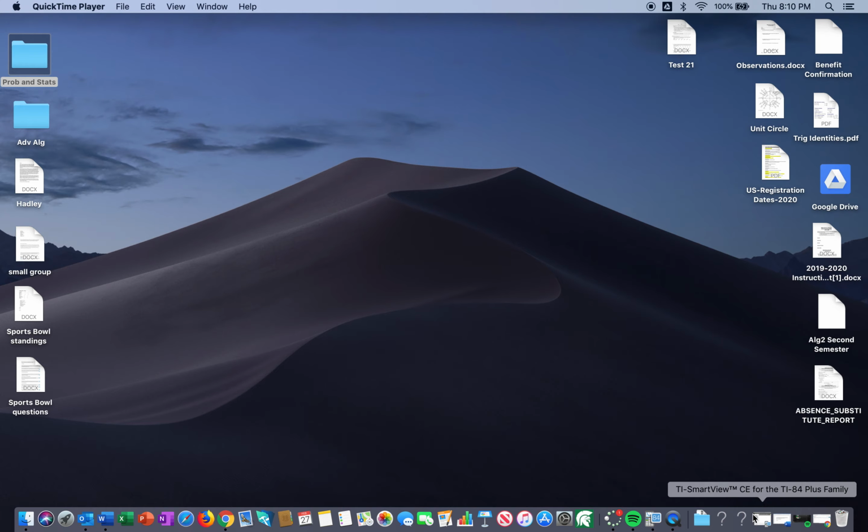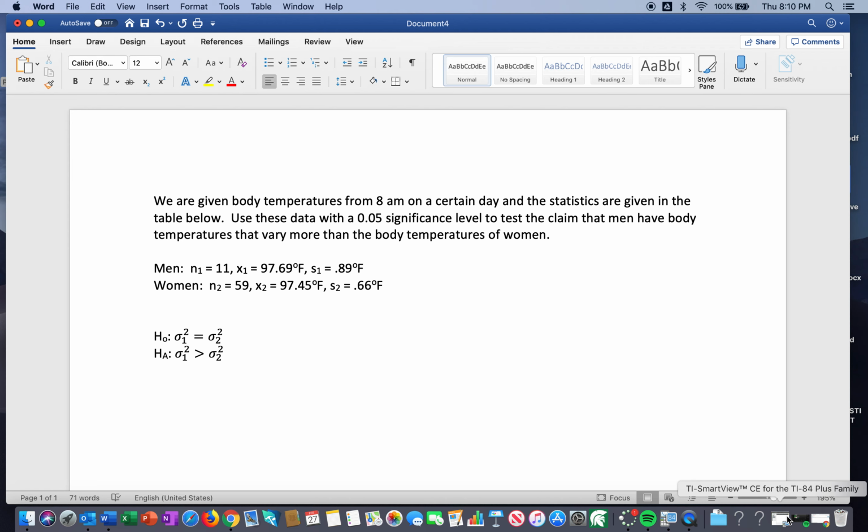Technology day on the F-test, or when you're using two variances or two standard deviations. And like usual, I'll give you one example and work through it on the calculator and also on StatCrunch and see which one you like best. I think you'll like StatCrunch better today, but we'll see.